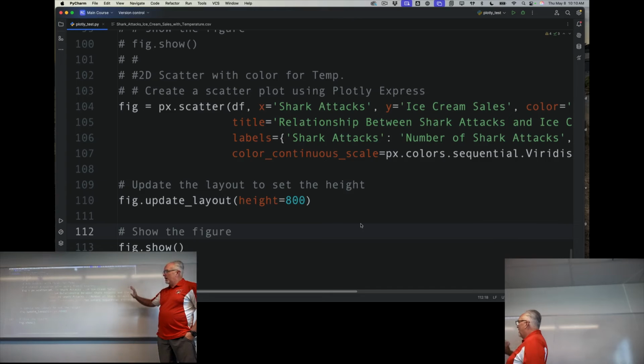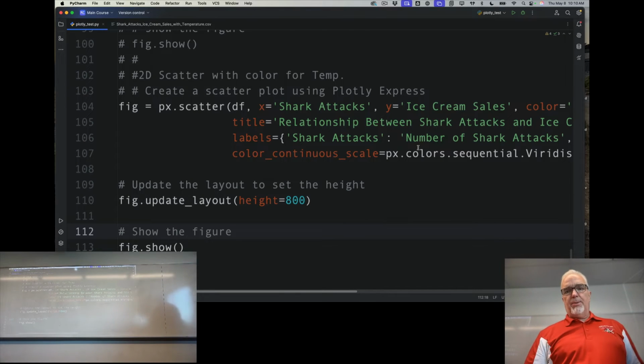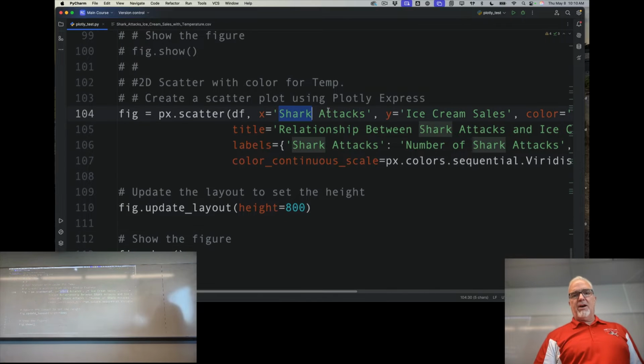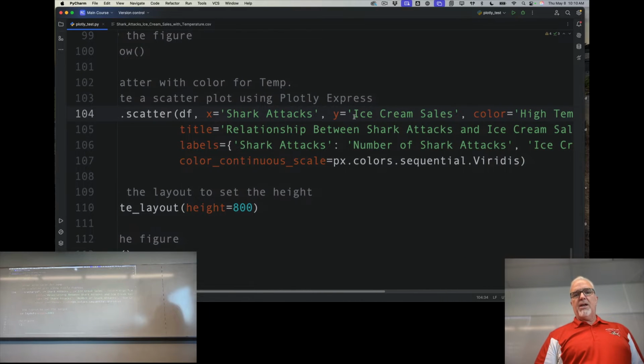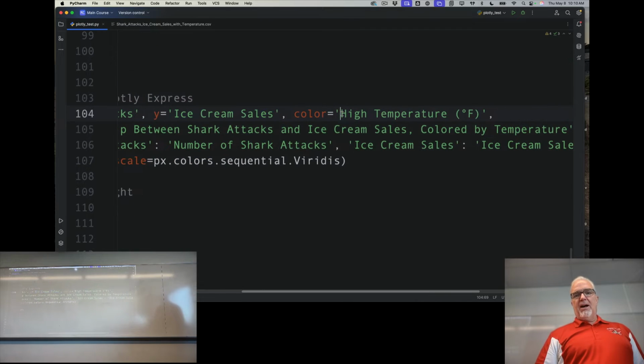So there's one other way to look at three variables, and this is a two-dimensional scatter plot. But what you'll see here is we've got shark attacks on the x-axis, ice cream sales on the y-axis, and the color is no longer by city because we don't really care what's happening at each individual city. The color now is the high temperature.